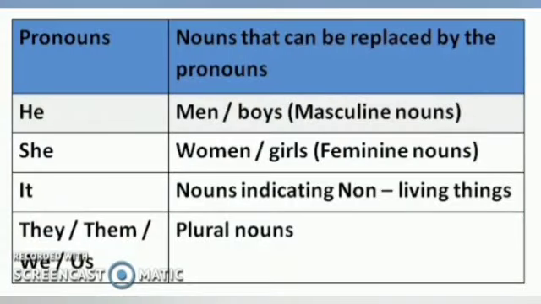Yes. Children, we have seen different examples where we have seen that the pronoun he is used to replace the nouns that indicate men or boys. She is used to replace the nouns that indicate women or girls. It is used for the nouns that indicate non-living things. And they, them, we, us are the pronouns that can be used to replace the plural nouns.